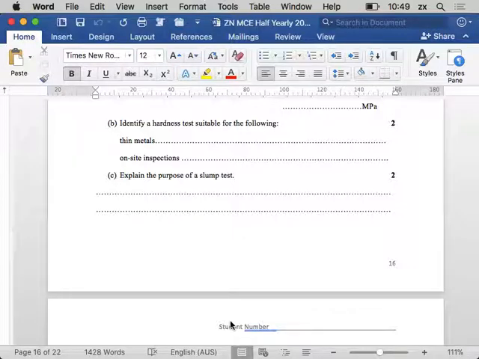Okay, so Rockwell is a commonly used test. The problem is it's not ideal for thin metals. It's commonly used. It's a good one. We like it because we consider it to be non-destructive, right?